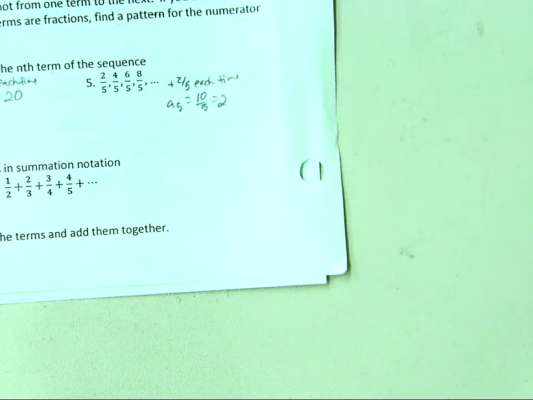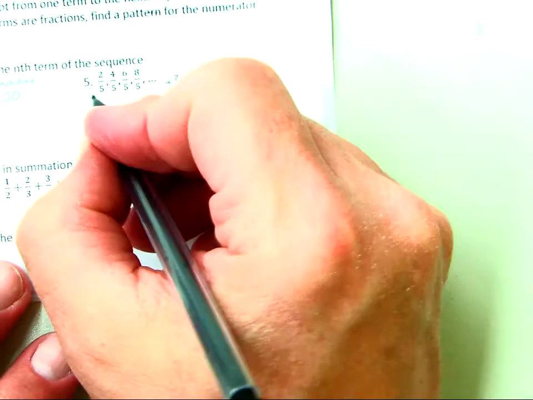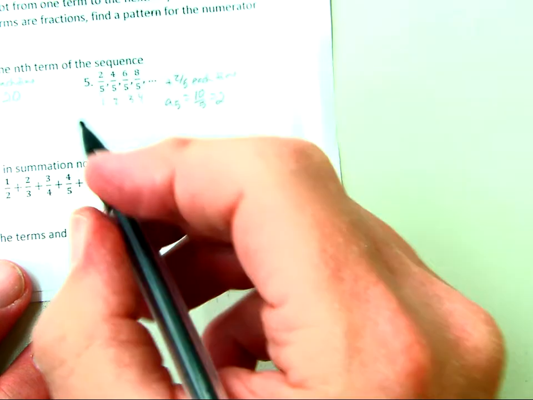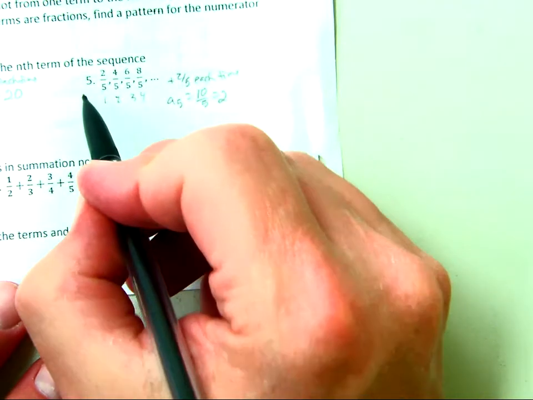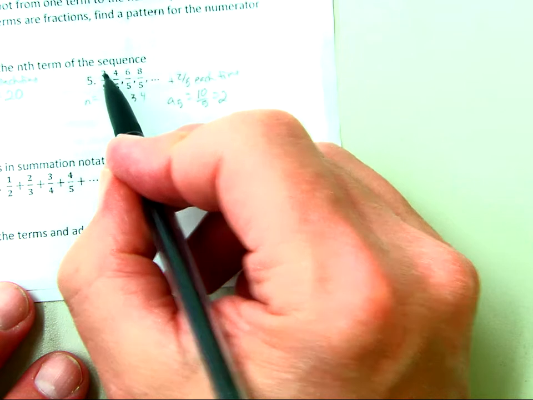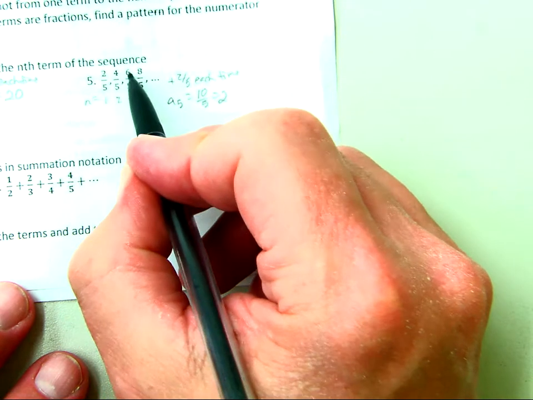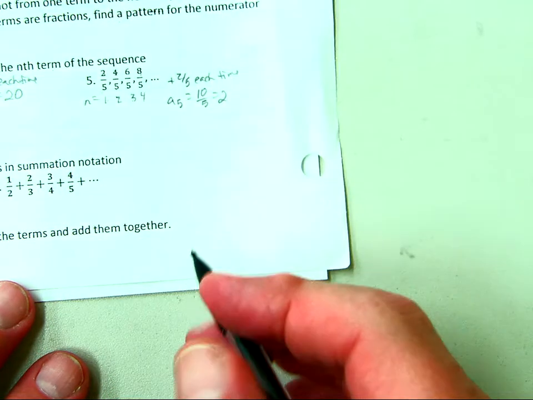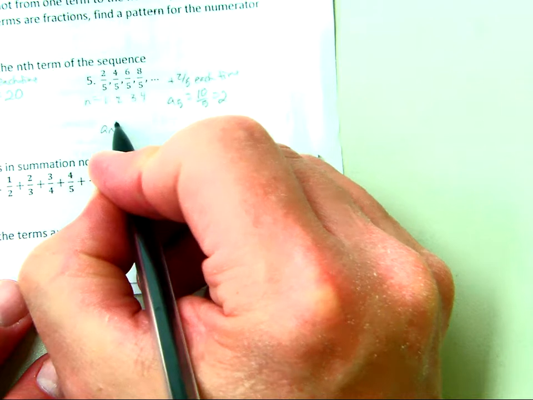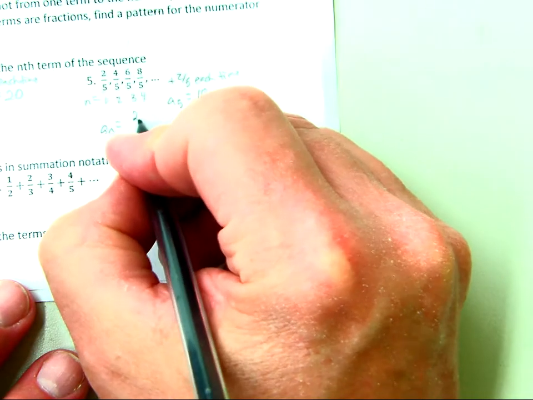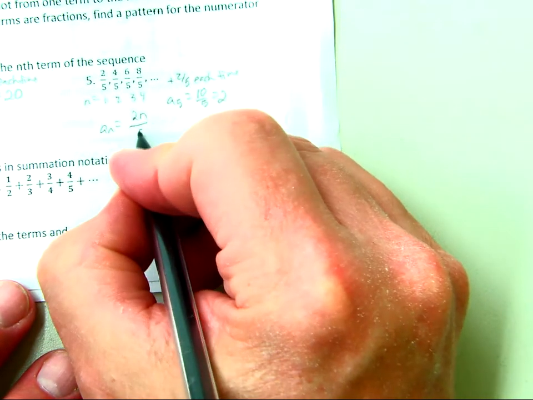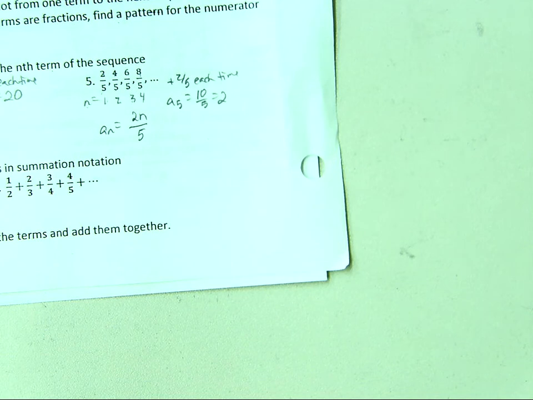Now for our term formula, let's number those. 1, 2, 3, 4. Well, now I see a pattern there. Notice if we take n and double it, 2 times 1 is 2, 2 times 2 is 4, 2 times 3 is 6, 2 times 4 is 8. So the top number looks like if you took n and doubled it. So my nth term, the top would be 2n. Now the bottoms are all 5s, so let's just say the bottoms are all 5s. There would be our term formula.